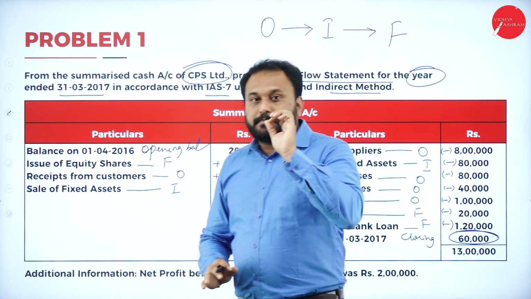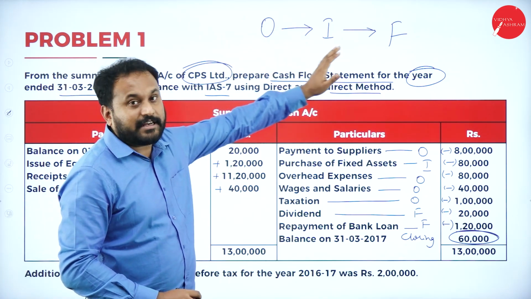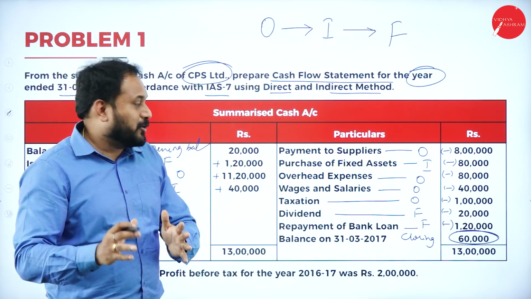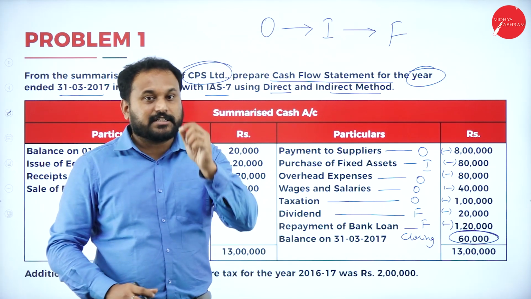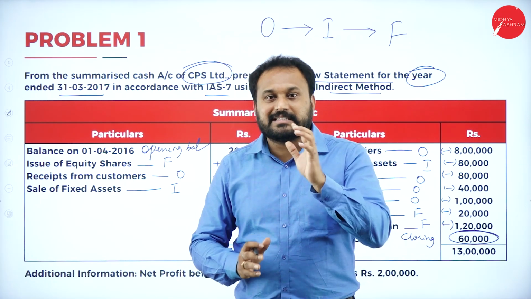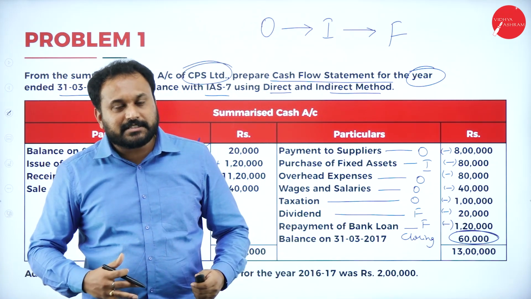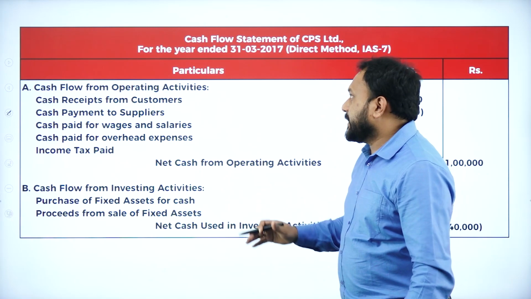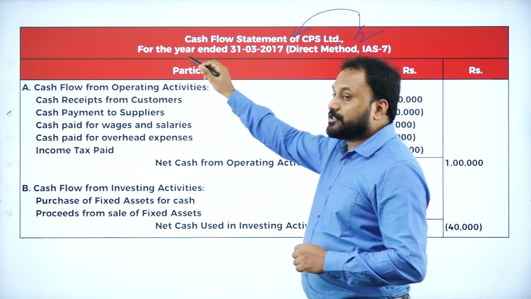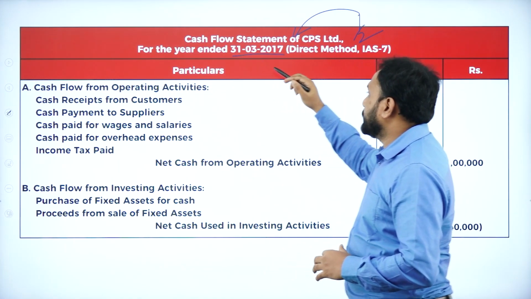So the best possible way of understanding the cash flow statement is, I need to know operating, investing and financing, and the last amount I get, that is my closing, should be 60,000. If I get 60,000, my answer is correct. Whether it is direct method or indirect method, my answer should be 60,000 rupees. Now to show the direct and indirect, I have already given you the answers here. We just need to go with that. Half a mark you get if you write these things. That is cash flow statement of CPS Limited for the year ended 31st/3/2017.